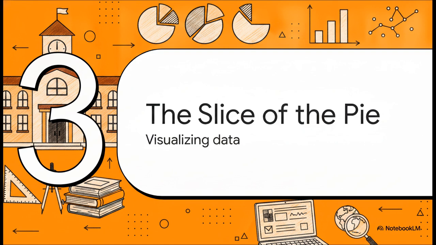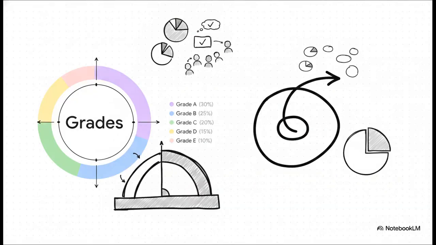Section 3. The slice of the pie. Let's step away from the construction site and into a school building to see how proportions help us visualize raw data. If we divide student grades into a multi-term ratio of 6 to 5 to 4 to 3 to 2, we can easily convert those abstract numbers into the angles of a pie chart. We do this by taking the proportional slice of a 360-degree whole.